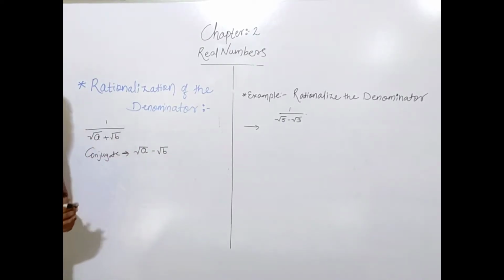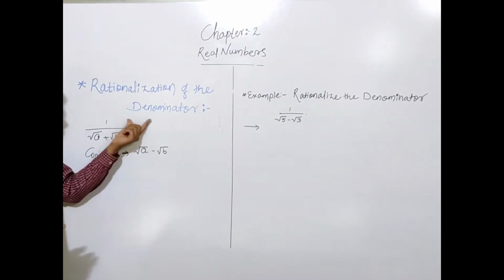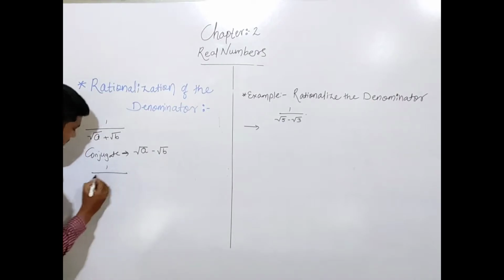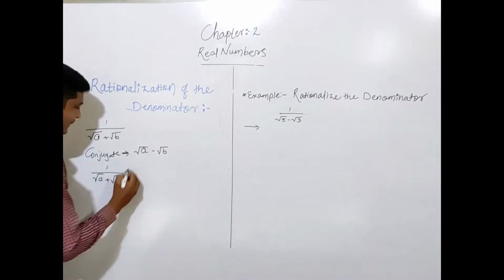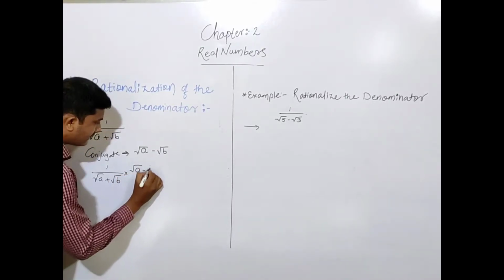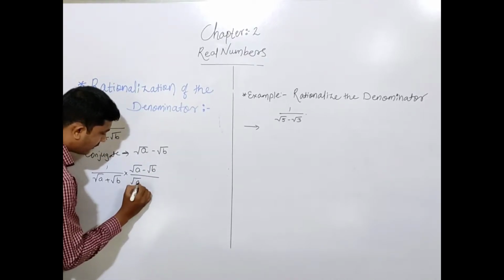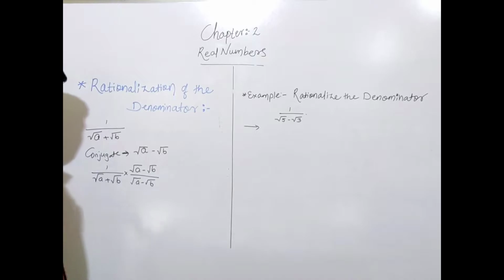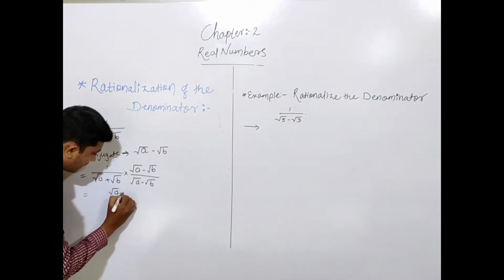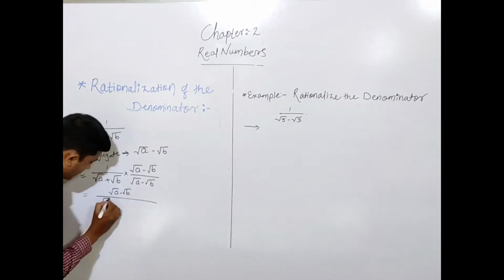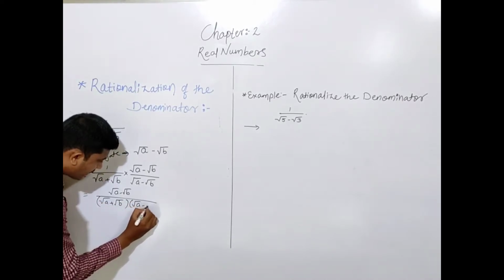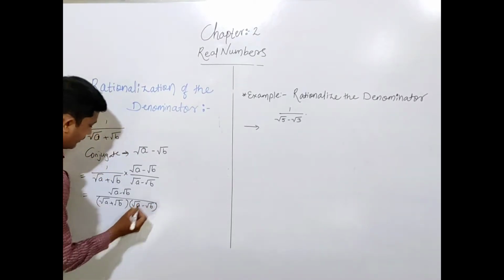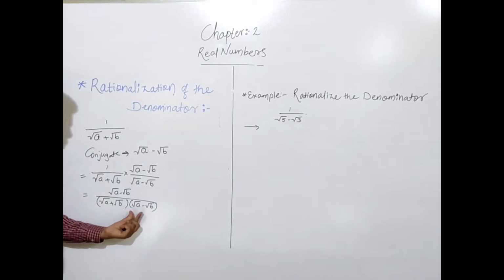Now if we get the conjugate of the term, then multiply the same term to the numerator and the denominator, that is 1 upon root of a plus root of b. This is the example. Now we have to multiply the term root of a minus root of b upon root of a minus root of b. Now we have to simplify it. So root of a minus root of b upon root of a plus root of b into root of a minus root of b. We have seen the formula that root of a plus root of b into root of a minus root of b.